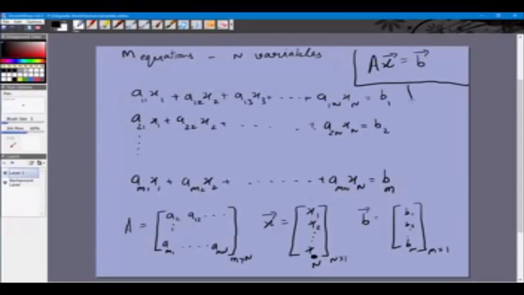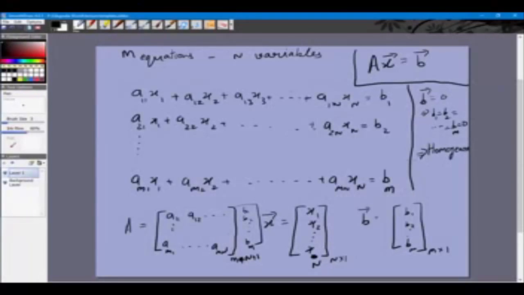Right. Now the augmented matrix will just be this matrix with an extra column here, so it will be m cross n plus 1, one extra column, and that column will be b1, b2 till bm. Right. By the way, if b is equal to 0, which means b1 is equal to b2 is equal to dot dot dot is equal to bm is equal to 0, then the system of equations is called homogeneous.